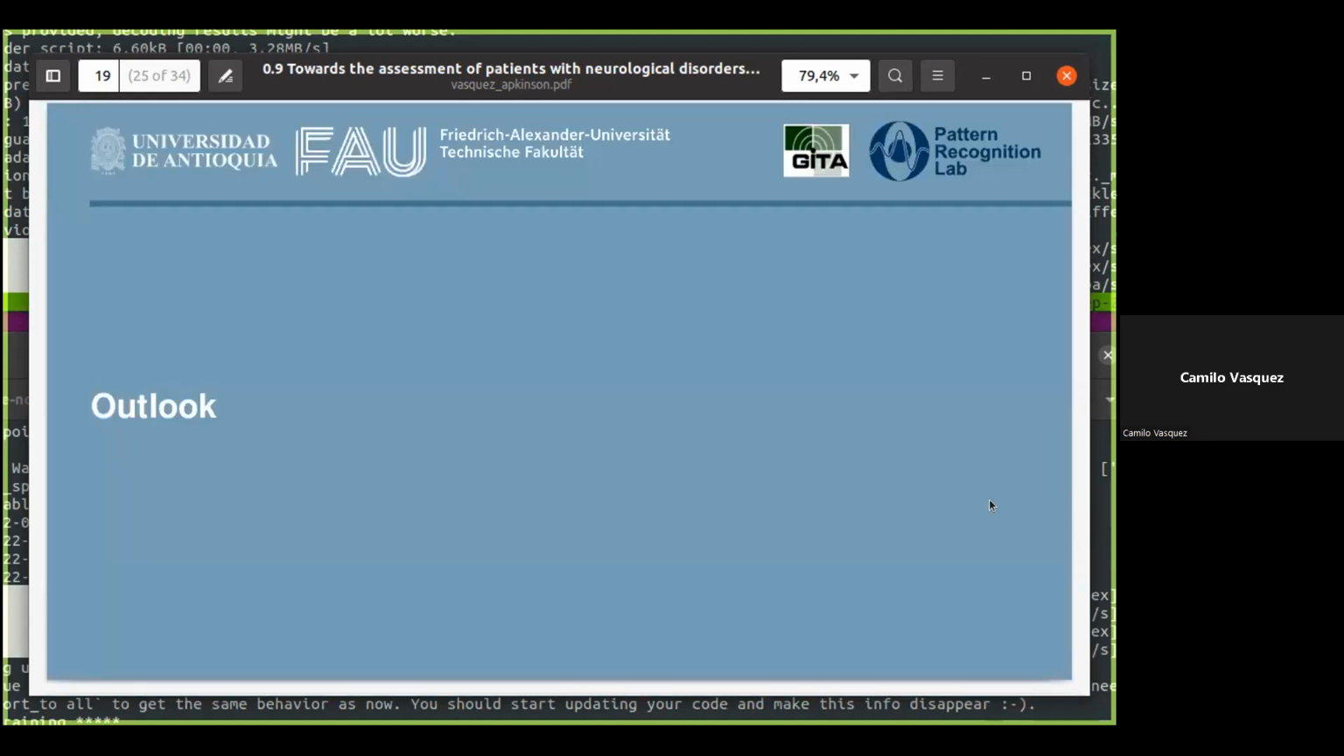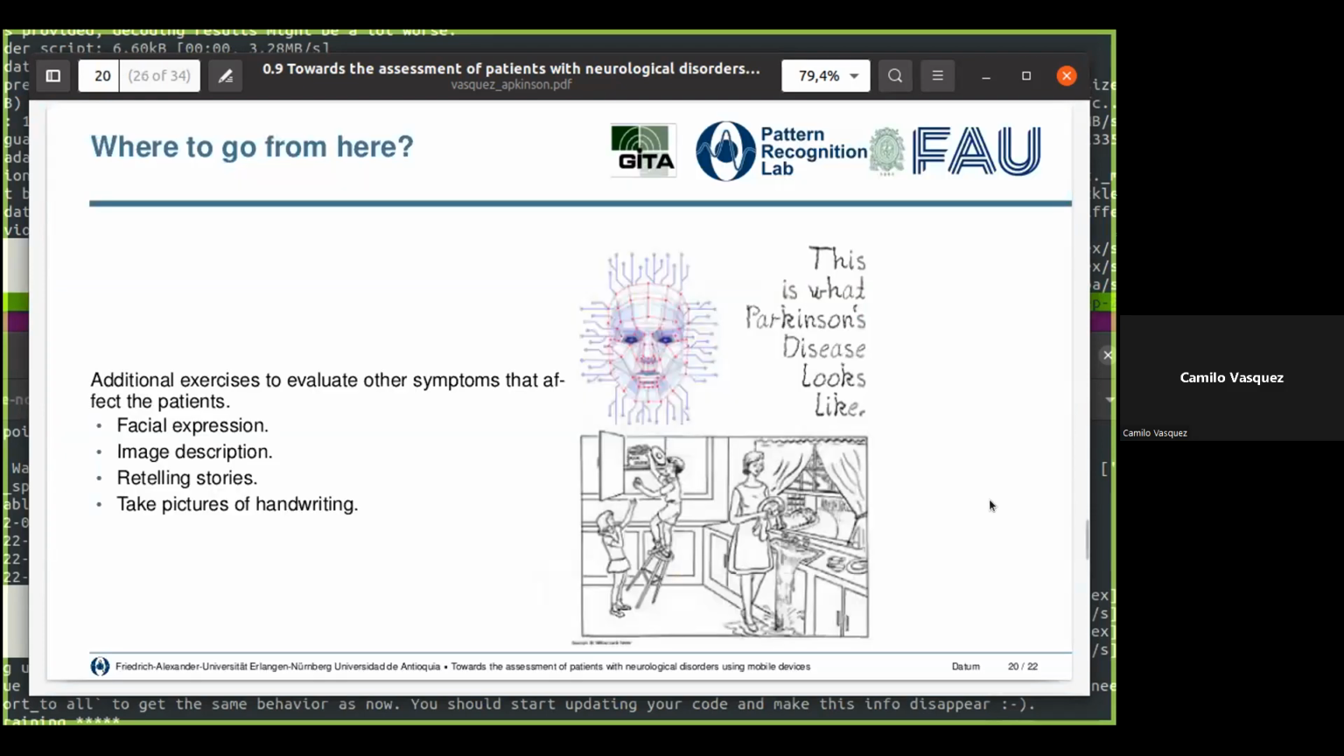Now, this is what we have now, but how can this be improved, how to continue this work. There is a set of additional exercises to evaluate other symptoms that affect the patients. For instance, we already started to collect data from facial expression in Apkinson in order to evaluate hypomimia events. Another idea is to incorporate into Apkinson other tasks like image description and retelling stories to evaluate cognitive symptoms in the patients, or that can be adapted as well to other diseases like Alzheimer's or dementia.